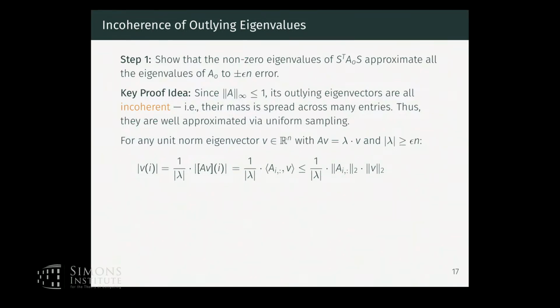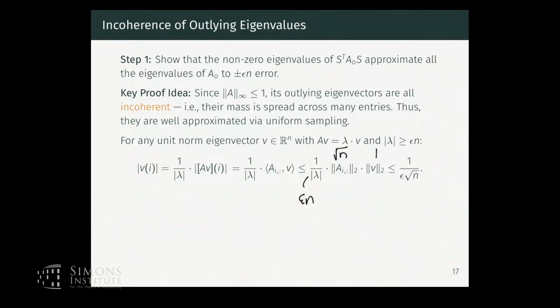The ith entry of Av is just the inner product between the ith row of A and the vector v, which by Cauchy-Schwarz is bounded by the norm of that row times the norm of v, right? This is at most root n, because I've assumed my entries are all bounded by 1. So I have an n-length vector, its norm is at most root n, and then v is a unit vector, right? And then lambda here is at least epsilon n, because I assumed it's an outlying eigenvalue.